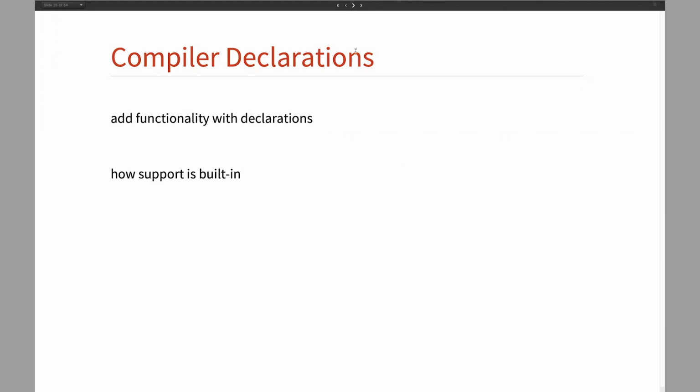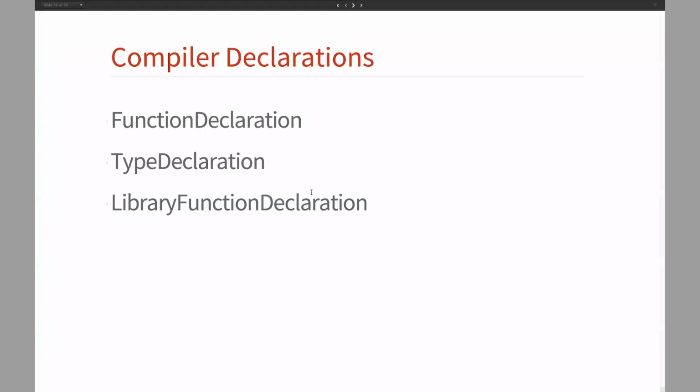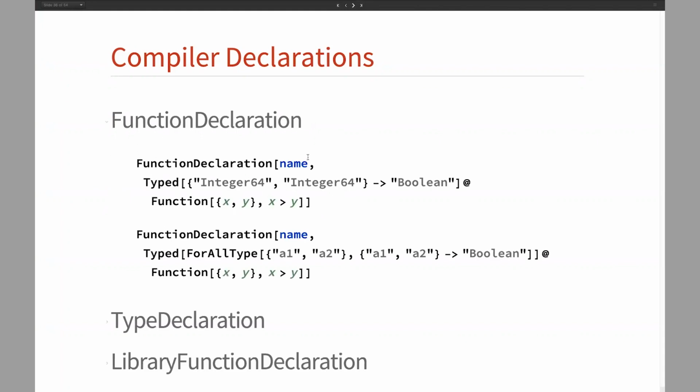It's just some general way of doing it. And so here are some of the declarations that you can add. So we have a thing called, this is adding a function. So here I've added a function, it gets a name, and here's the type. So it takes two integers and it returns a Boolean, and there's the body of the function.